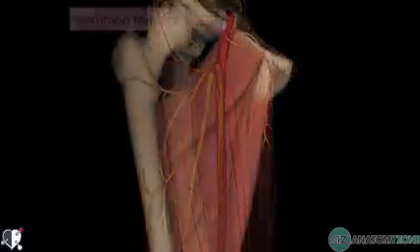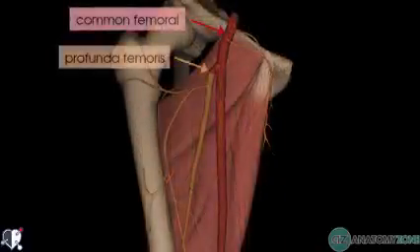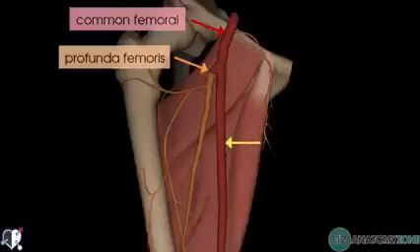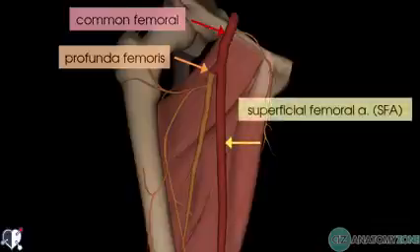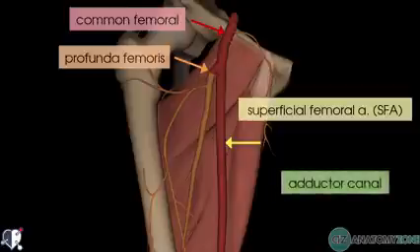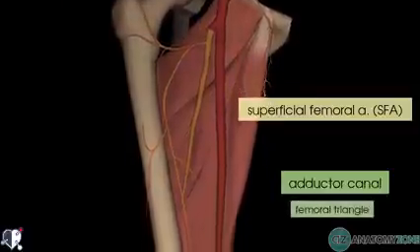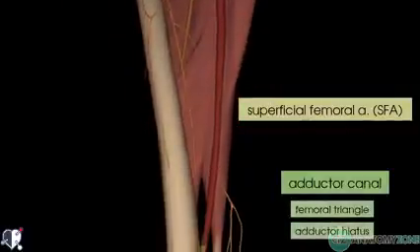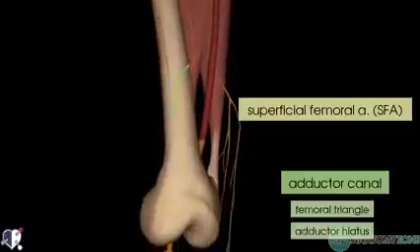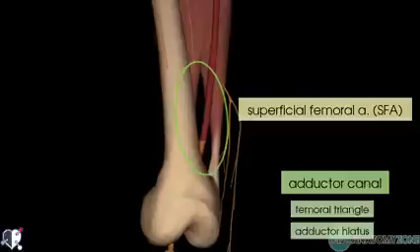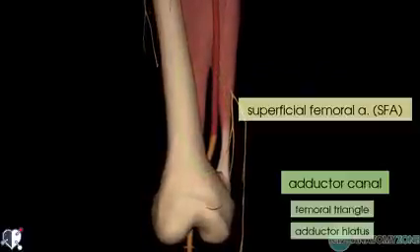So the common femoral divides into the profunda femoris, and it continues as the superficial femoral artery, the SFA. The SFA travels through the adductor canal, which is a muscular tunnel in the thigh beginning at the bottom of the femoral triangle and ending at the adductor hiatus. You can see the adductor hiatus in this model here, as it's an opening in the adductor magnus muscle, and this allows the SFA to pass through into the posterior compartment of the thigh.